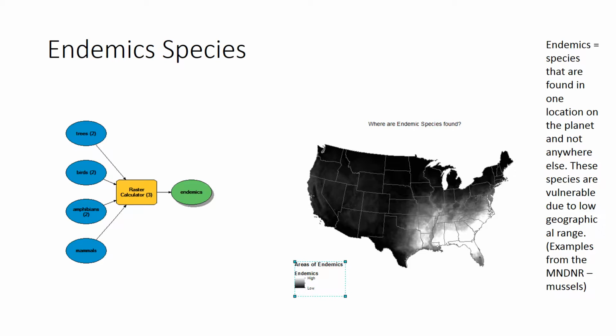So my first map is focusing on endemic species, and this is taking the trees, birds, amphibians, and mammals layer, put it into a raster calculator, and that's giving you the endemic species layer. So you're probably wondering what an endemic species is, and an endemic species is one that is found in one location on the planet and not anywhere else. These species are vulnerable due to their low geographical range. One example from Minnesota is mussels, and I found that from the Minnesota DNR website. So you can see on my map, the areas of high endemic species are in the southeastern United States, and the areas in black are where low endemic species are found.